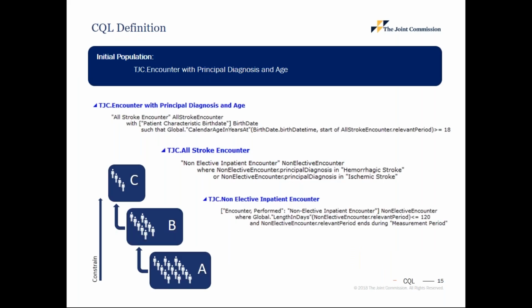Looking at this concept in more concrete terms, here in Stroke 2, we have 3 definitions to build the initial population. So we'll start with the non-elective inpatient encounter at the base, and then add diagnosis criteria in the all-stroke encounter definition, and then age criteria in the encounter with principal diagnosis and age. And as we can see in the population criteria here at the top, encounter with principal diagnosis and age is used directly as the initial population.